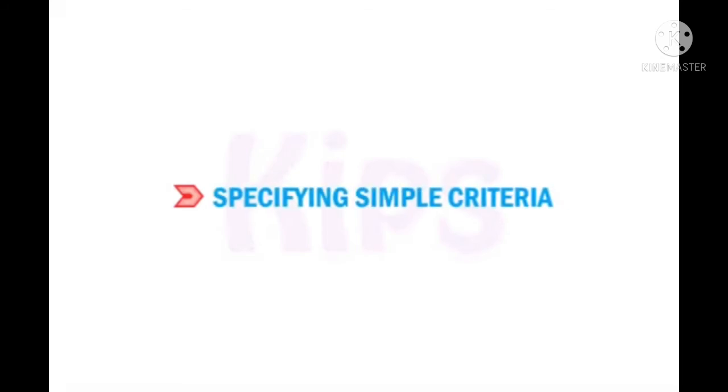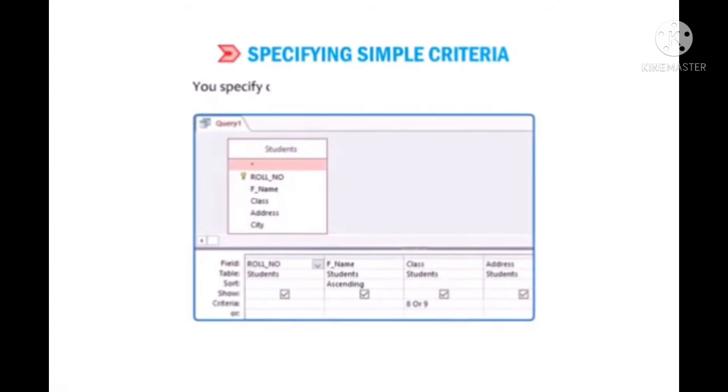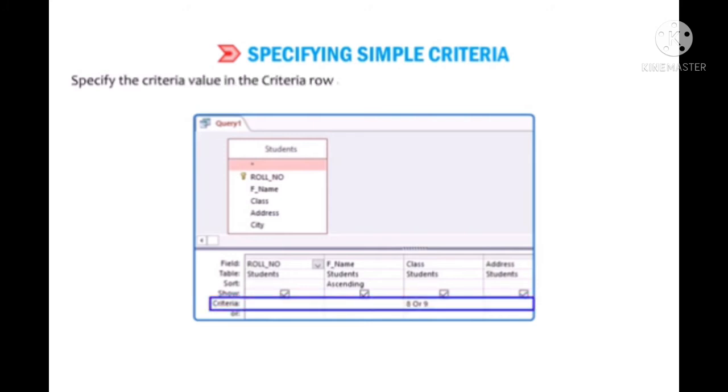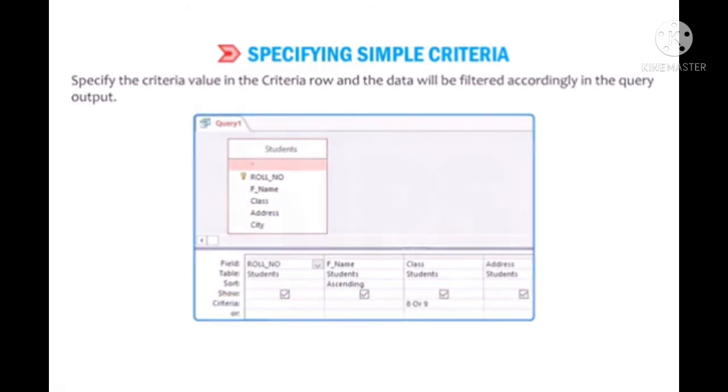Okay student, let us specify simple criteria. You specify criteria. It contains the condition on the basis of which the records will be filtered in the query output, or this property is used to set multiple criteria in the query. Specify the criteria value in the criteria row and the data will be filtered accordingly in the query output. Let us understand it with the help of the given example.